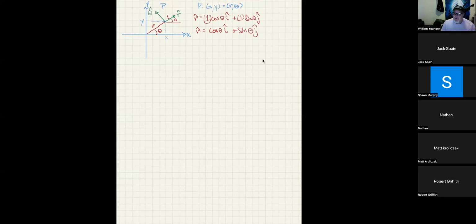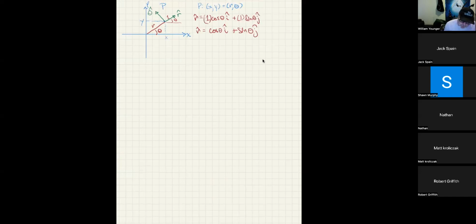And now obviously if you took the sum of the squares of that, you're going to get sine squared plus cosine squared, and we all know that sine squared plus cosine squared is 1. So it is a unit vector, as we expected.